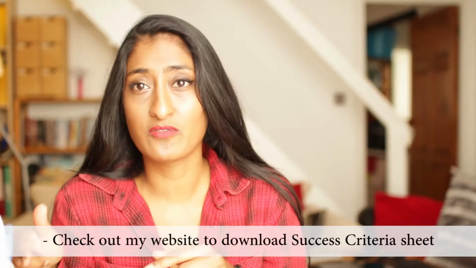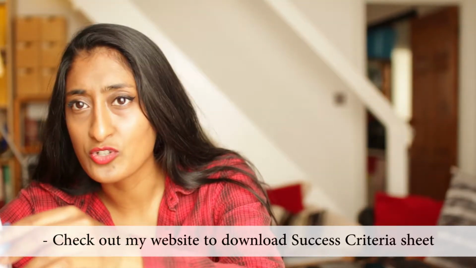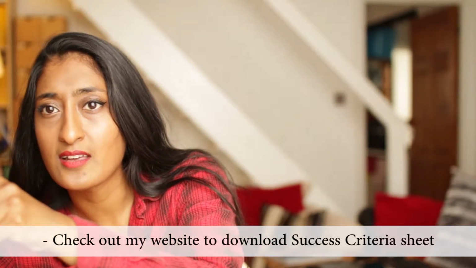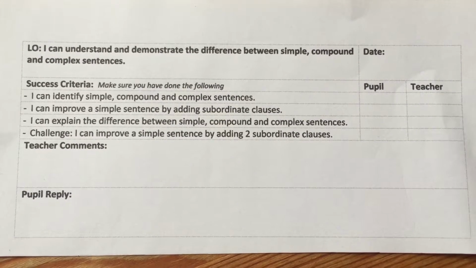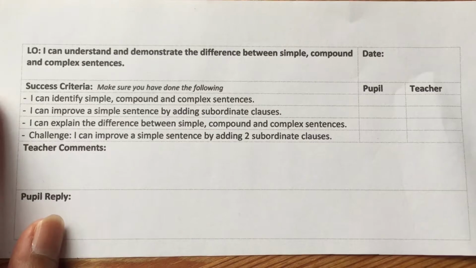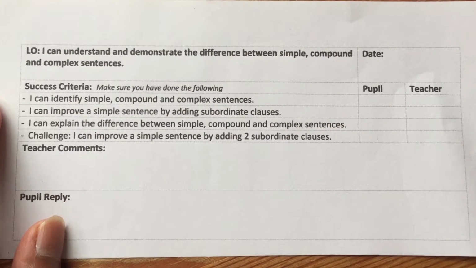So we're just going to switch over to my second camera here, which I think is peeking into the shot. Let me just correct that. Okay, so here we are on my other camera. Bear with me because it is a little bit shaky. And as you can see, the success criteria is in a table format.